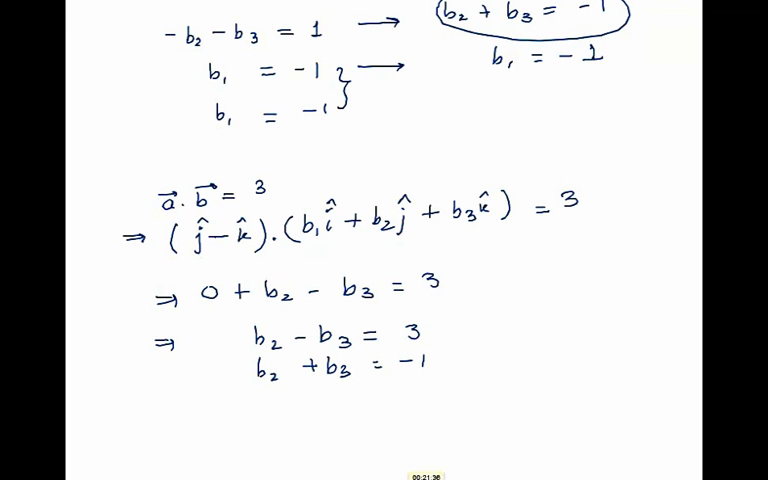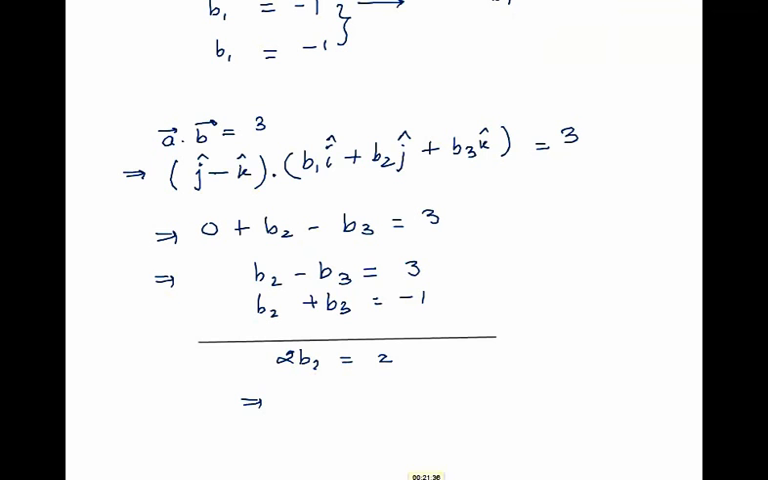On adding both the equations, we get twice of B2 equal to 2, so that gives B2 equal to 1, and substituting this we get 1 minus B3 equal to 3, and that gives B3 equal to minus 2.